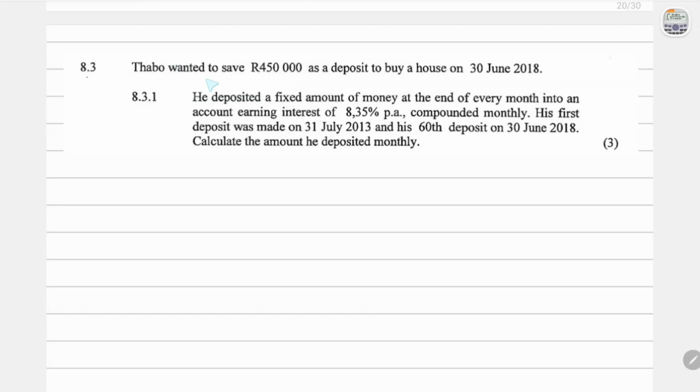Question 8.3 says, Tabo wanted to save 450,000 Rand as a deposit to buy a house on the 30th of June 2018. He deposited a fixed amount of money at the end of every month. Okay, so this is a consistent depositing of money into an account earning interest of 8.35% per annum compounded monthly. His first deposit was made on the 31st of July 2013 and his 60th deposit was made on the 30th of June 2018. Calculate the amount he deposited monthly.